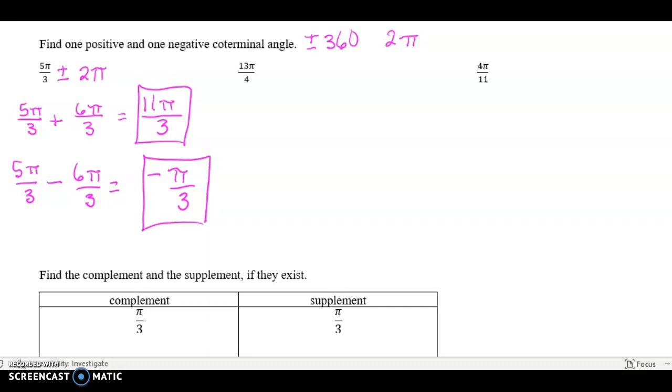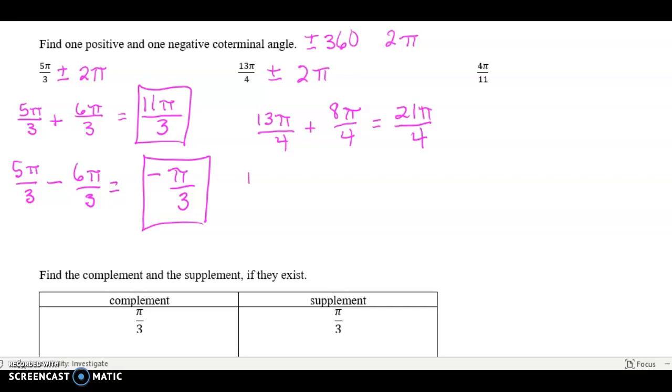We could do it again. Let's do it with this 13 pi over 4. Let's add and subtract 2 pi. So we have 13 pi over 4 plus, in fourths, that's going to be 8 pi over 4. 8 pi divided by 4 is 2 pi. So 13 plus 8 is 21 pi over 4.